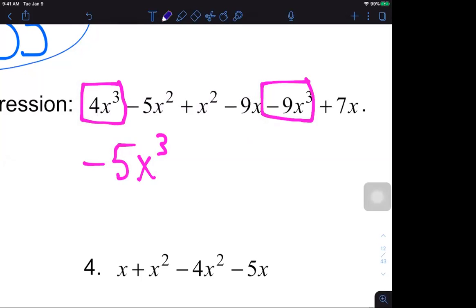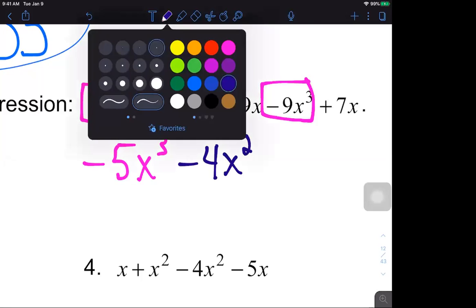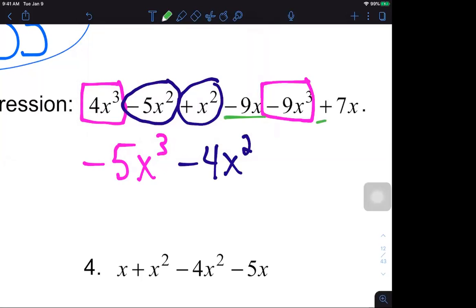If you notice here, we have -5x squared and a positive 1x squared. -5x squared plus 1x squared would give us a -4x squared. And lastly, we would have our x to the first power. We have -9x plus 7x, which will give us a -2x. And those are how we combine our like terms.